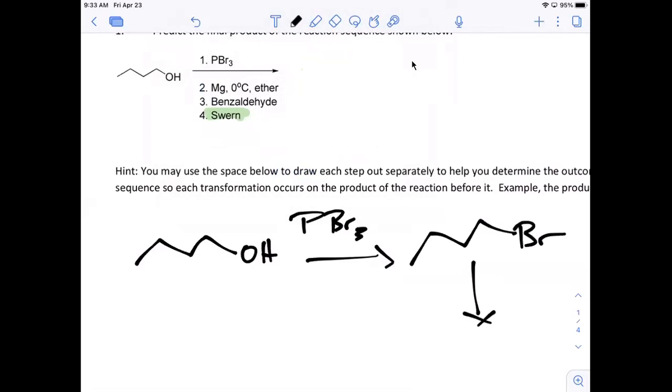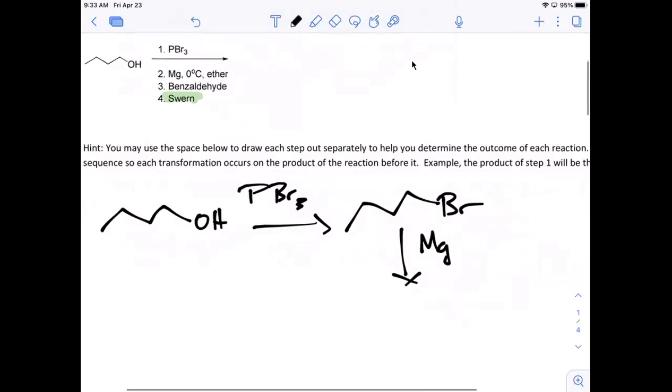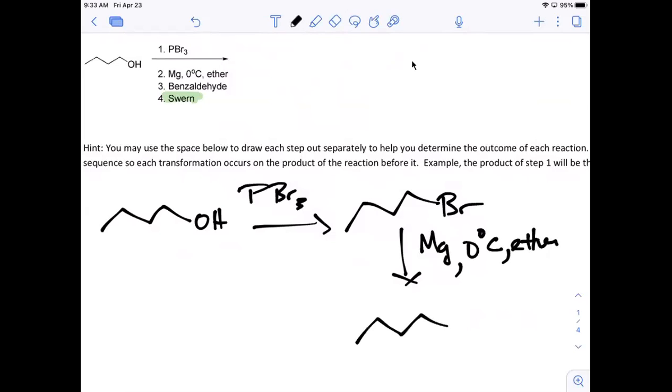If I take that alkyl halide that I made in step one and stir it with magnesium metal, you're just going to swap that. It's going to be the alkyl group plus the MgBr, so it'll be this. Right. What type of reaction is that? A Grignard. It's the Grignard synthesis.